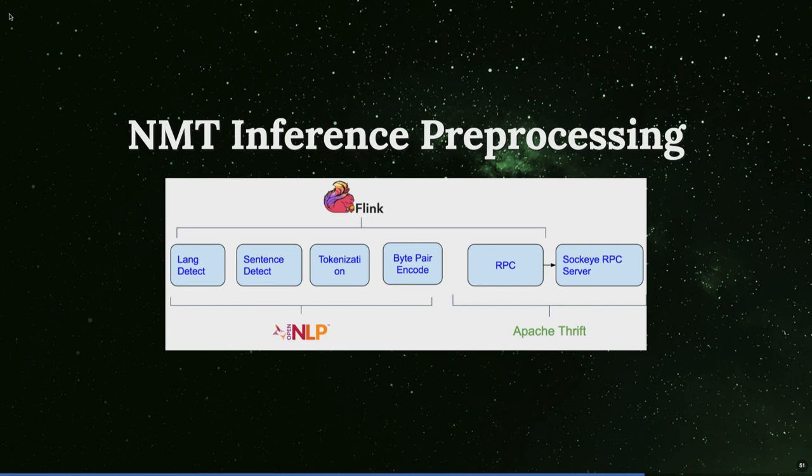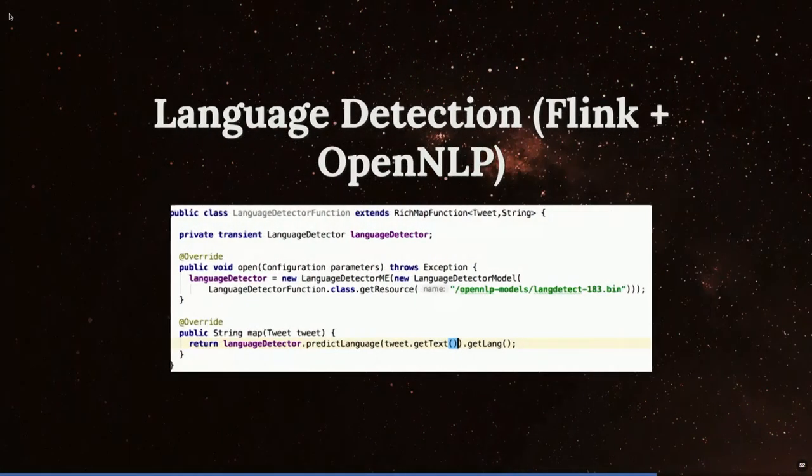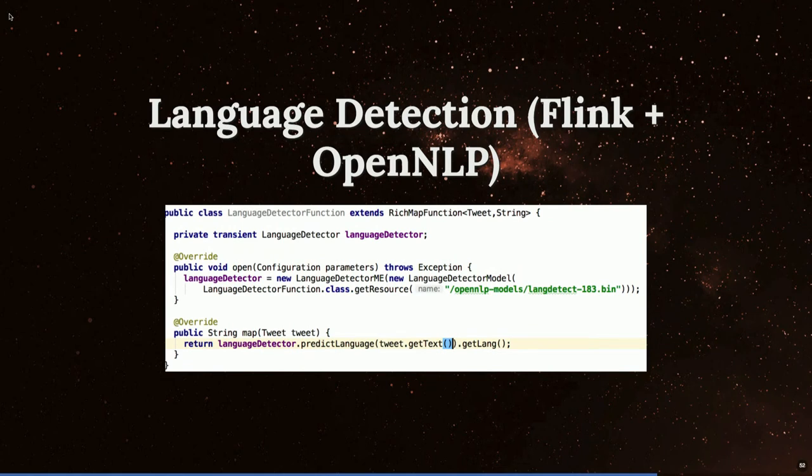All of these individual pieces are part of a Flink pipeline. They can be plugged into a Flink pipeline. For example, the language detection code using OpenNLP and Flink, if you're familiar with Flink, you can just see this. It's a rich map function. And that's it. You just predict a language, and you can just plug this into your Flink pipeline. So, folks familiar with Flink, have you been to Stefan's talk this morning about Flink?